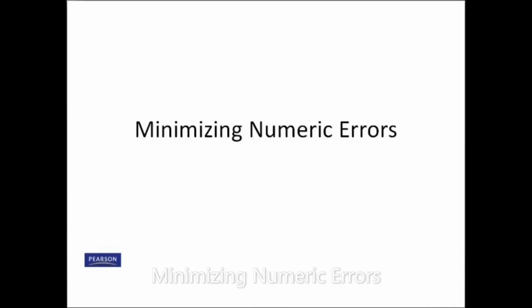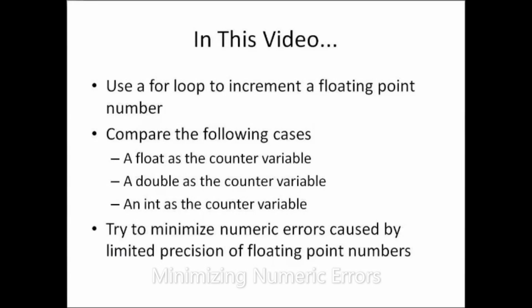Hello everybody, in this video we're going to look at how we can minimize numeric errors when we're writing programs. To demonstrate this, we're going to use a for loop that increments a floating point number. Now we're going to compare the following cases. We're going to use a float as the counter variable, a double as the counter variable, and an integer as the counter variable.